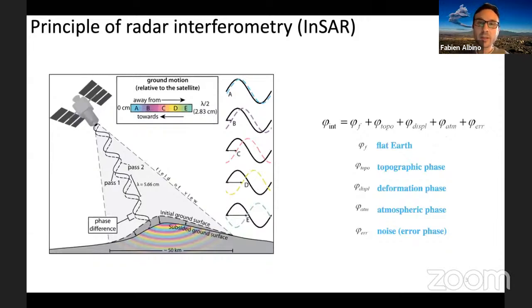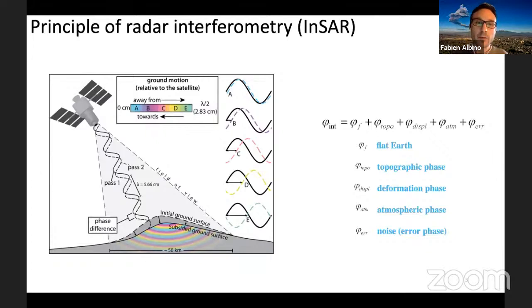So first, the principle of radar interferometry. If you're an expert in InSAR, that's the time to grab a coffee and some snacks. I'm just going to talk for 3-4 minutes for the people who are not familiar. Radar interferometry uses the difference of phase between two passes of the radar wavelength, and you get a difference of phase that is basically a sum of different contributions: the flat earth, the topography of the area, the displacement, some atmospheric noise, and then some error.